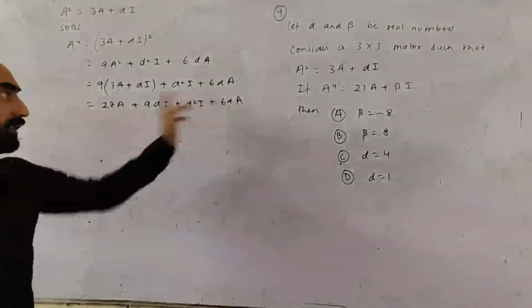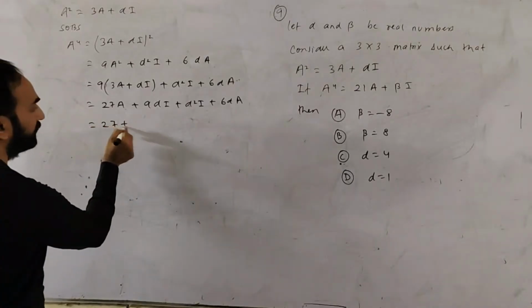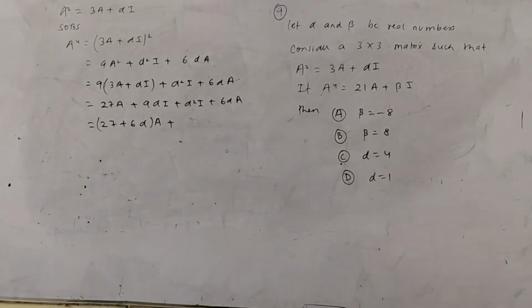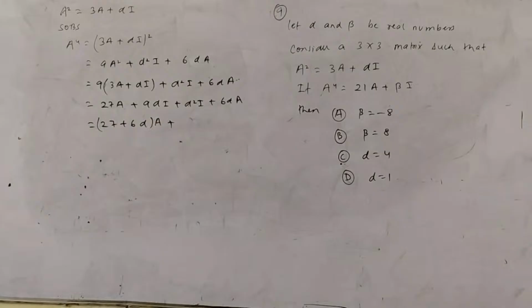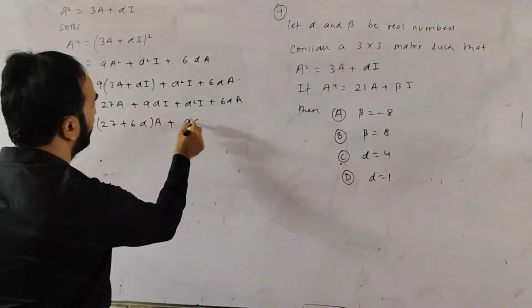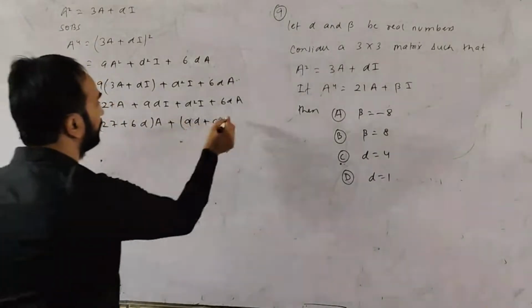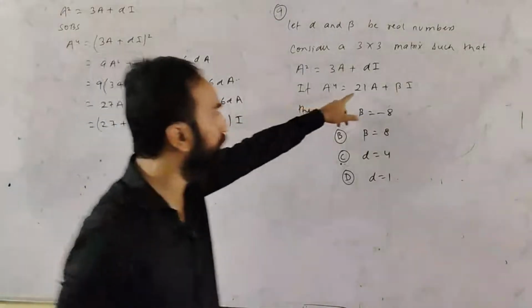Now you see A and A are here, no? So we can take A common from these two. If we take A common from these two, this will become 27 plus 6 alpha, and A is taken common, plus we have to get this form now, 21A and beta I. And I can be taken common from these two. So what will I get? I will get here 9 alpha plus alpha square, okay? And here it will be I. Now do the comparison with this 21A plus beta I.